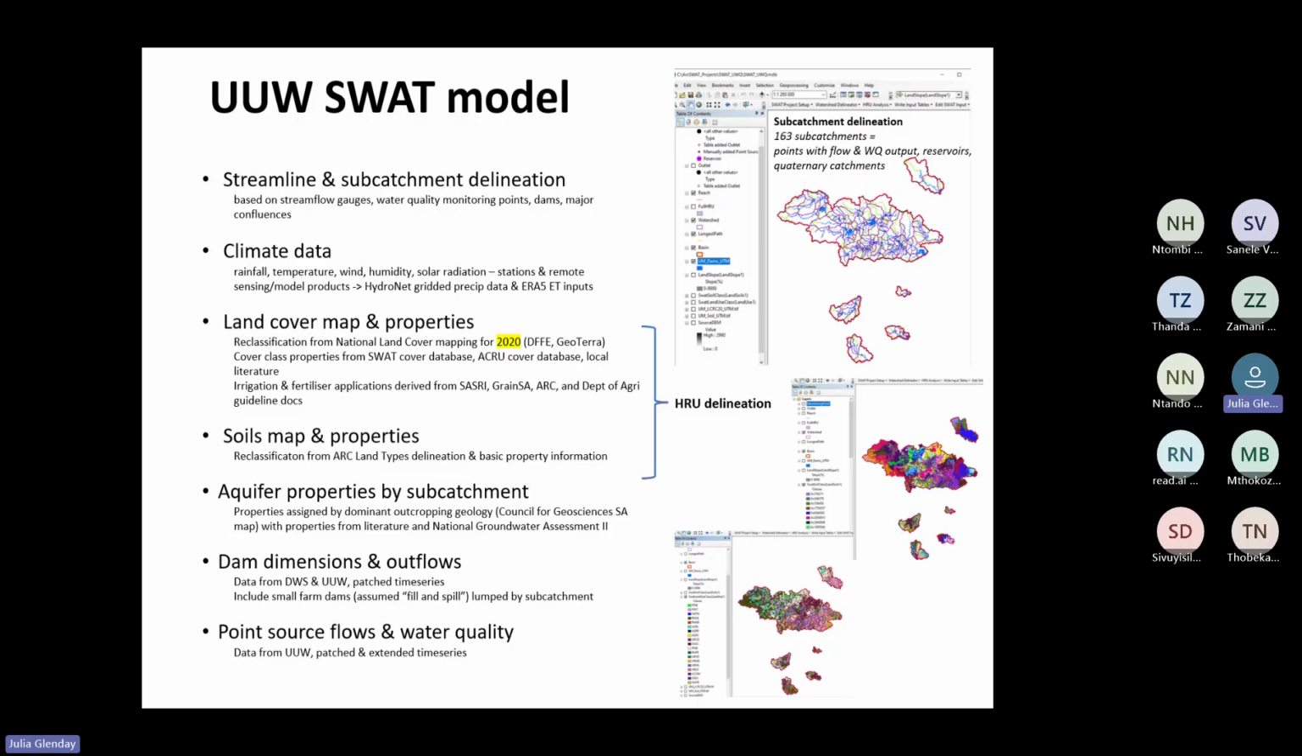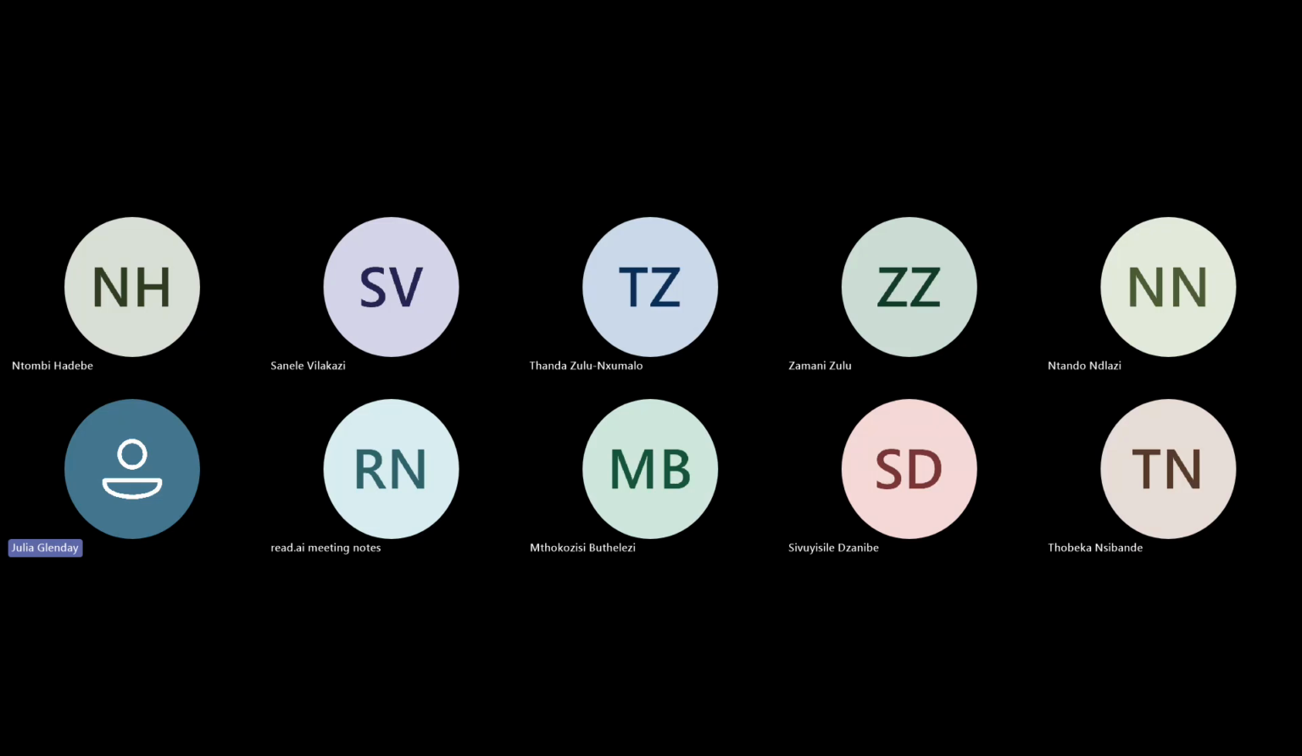When I delineated for the previous version of the model, there were 163 subcatchments. The points for the subcatchment delineations were selected with a few things in mind. Where there was some flow data, where there were gauges, where there were some water quality monitoring points, where there were reservoir outflows, and where quaternary catchment boundaries are as well, so that we can line up with those, because sometimes there's other data at the quaternary catchment level.